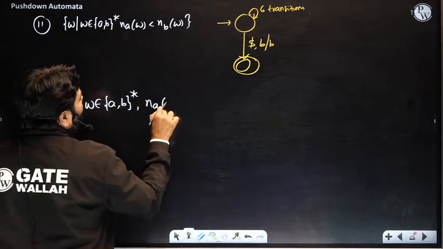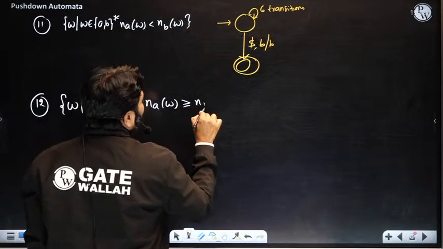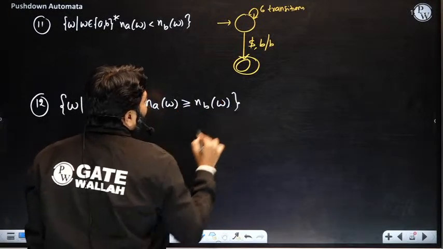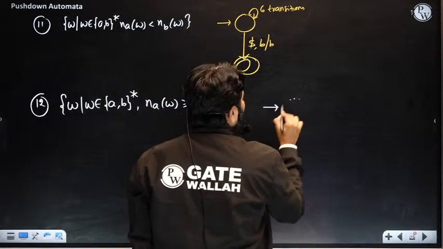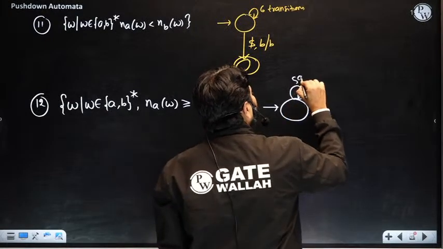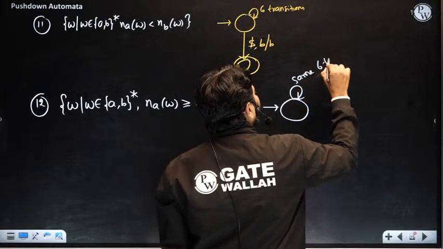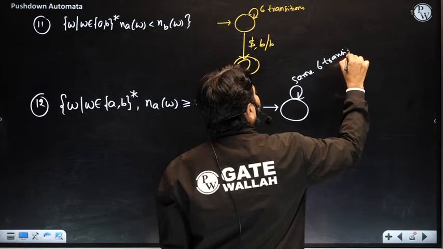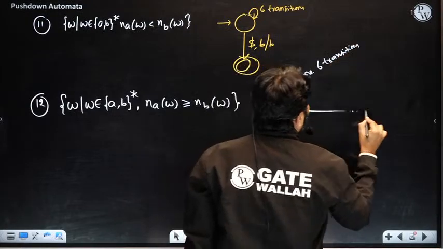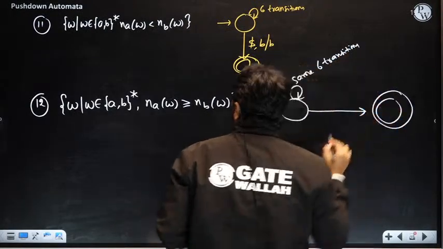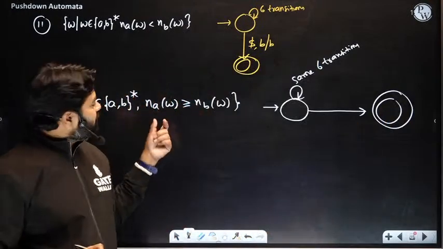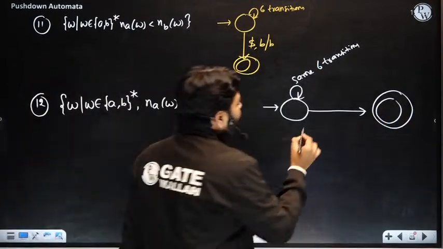Number of a's of w greater than or equal to number of b's of w. The machine is again the same. You have to keep the same 6 transitions here. Here, what do you write to go final? Now greater or equal. Greater means who is greater? A's is greater. So what do you have here?